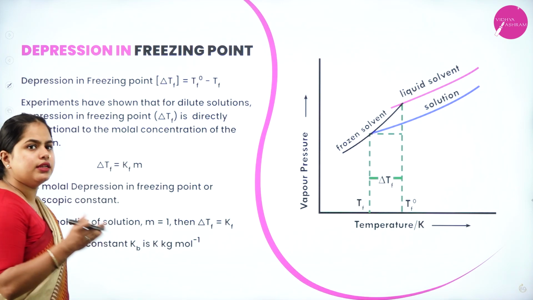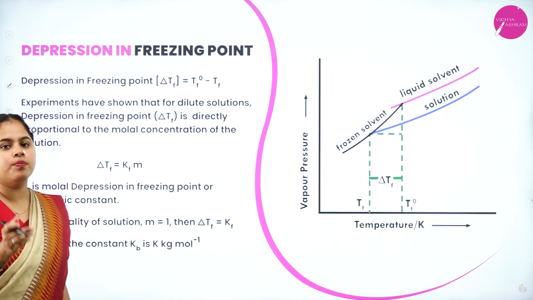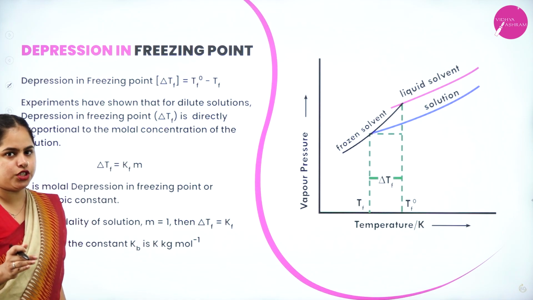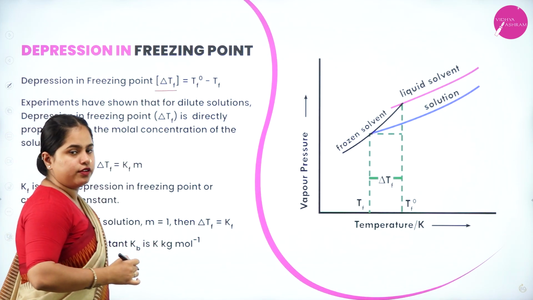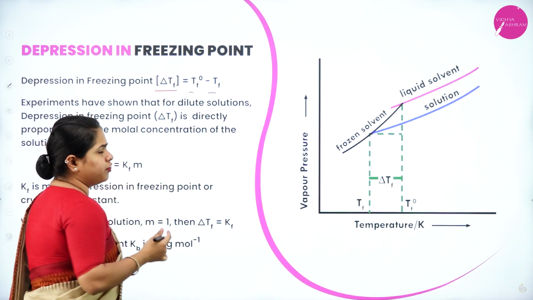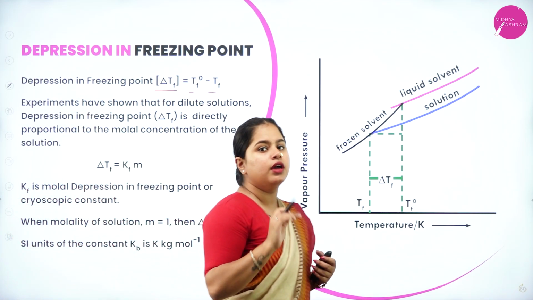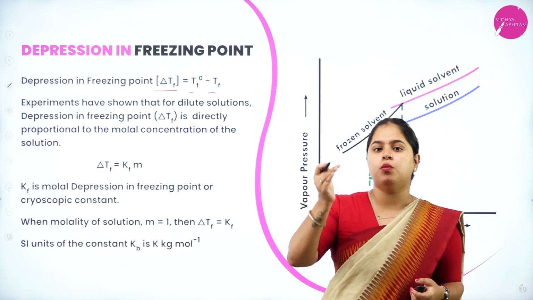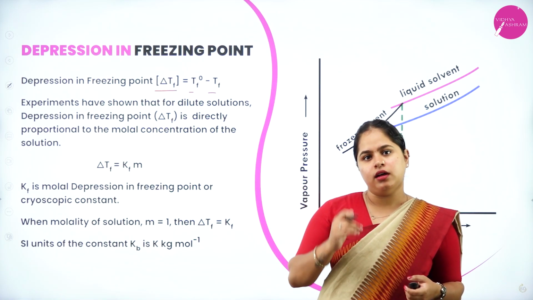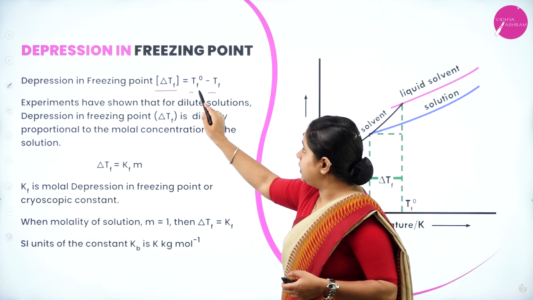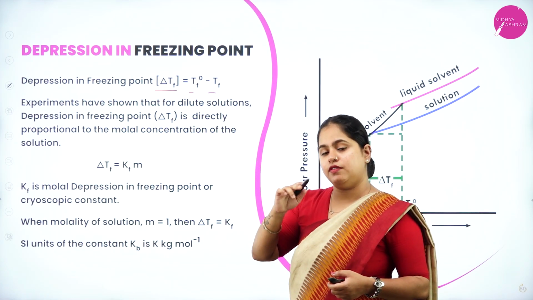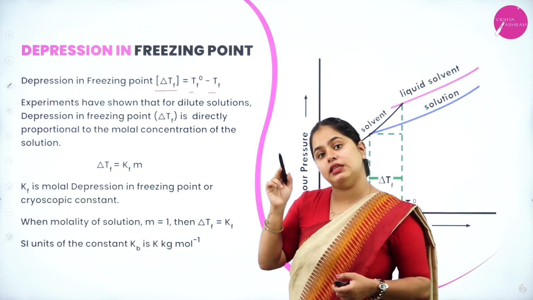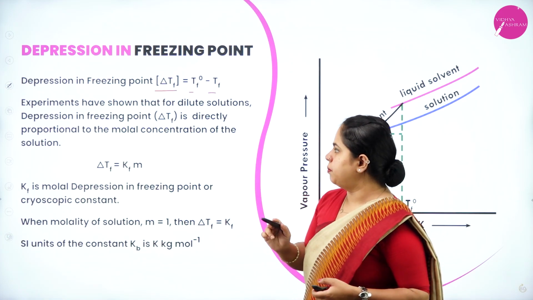Depression in freezing point, the same way, it's quite similar to the elevation in boiling point. The equation is quite similar. So the depression in freezing point delta Tf will be Tf naught minus Tf. Now why is it Tf naught minus Tf? Yes, the pure solvent is having more freezing point than the solution. So we write Tf naught first minus Tf. But in the case of elevation in boiling point, it was Tb minus Tb naught. Okay, so you have to remember that.